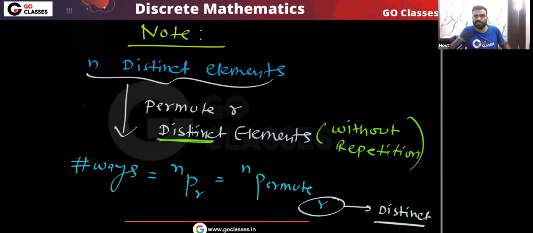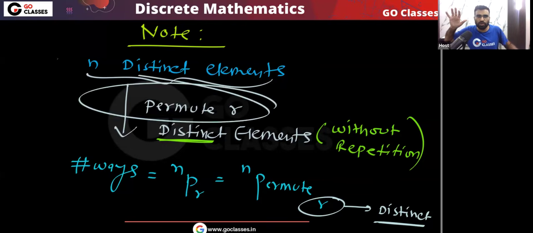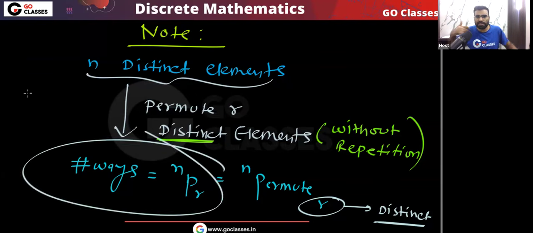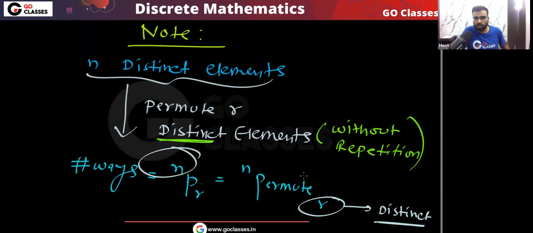Let's assume there are a total of n distinct elements or people, and from these n distinct people you want to permute R. Permute means arrange, so the order of chosen elements matters. You want to permute R distinct people, and you can do that in nPr ways: from n you permute R elements. So this is without repetition.